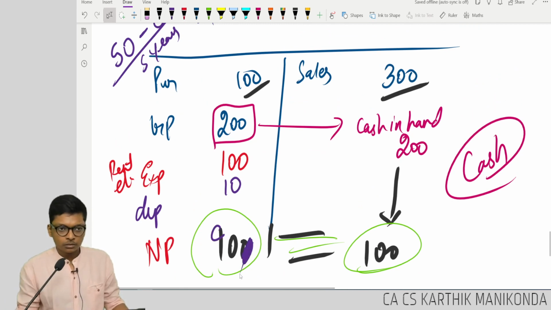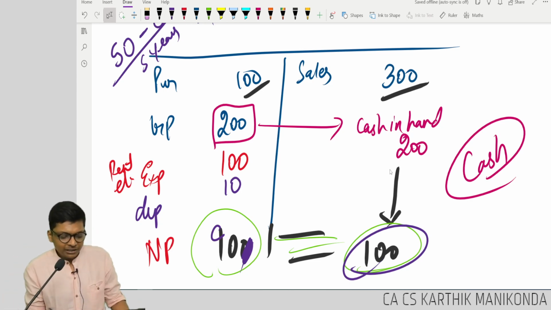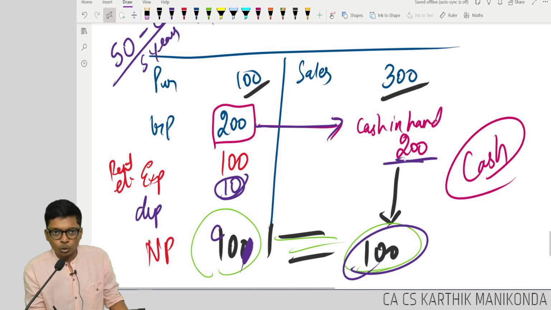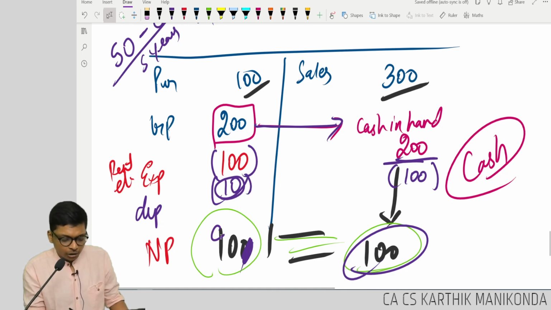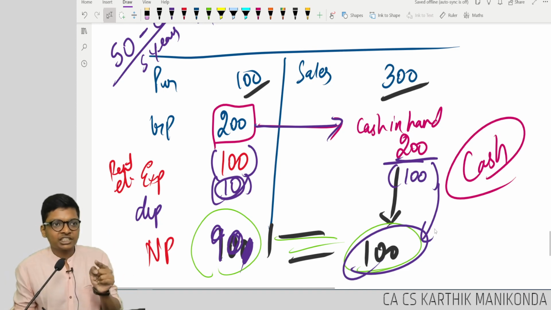Now what is my net profit? Correct? What is my cash in hand? Cash in hand will still be 100 because this is a non-cash expense. When gross profit was 200, cash in hand was 200. My expense of 100 reduced, so cash also reduced by 100. Net profit reduced by 10, so net profit became 90. But cash will still remain at 100, because it's a non-cash expense.